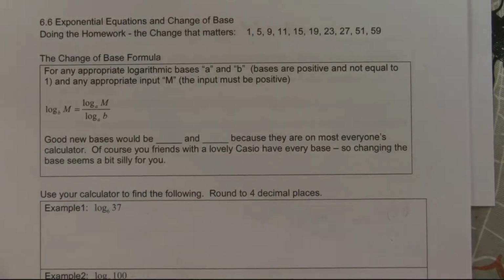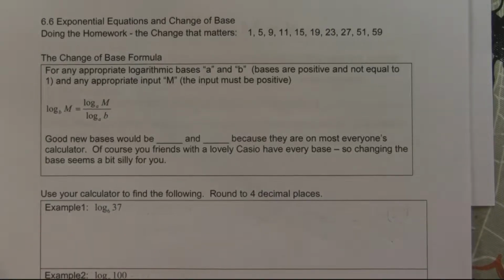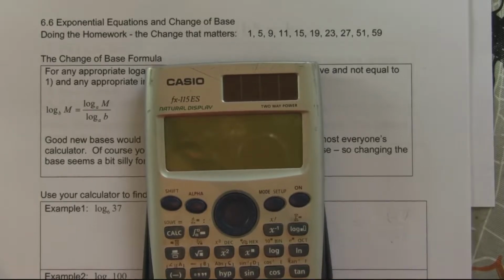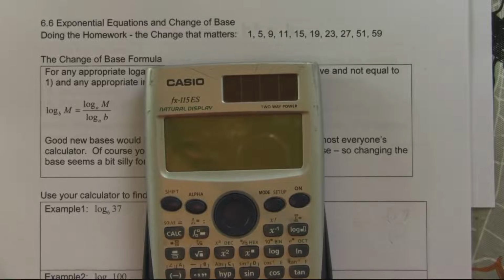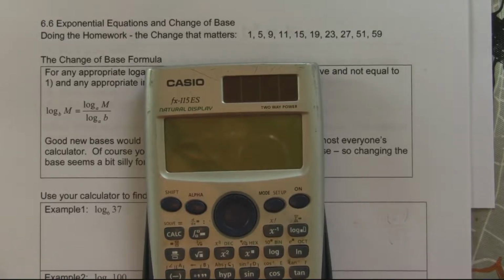And here we go. 6.6 is exponential equations and change of base. The change of base formula is for people who don't have a calculator that has the log any base key. This is the first section of chapter 6 where the author thought you would use a calculator. All of the other sections, he thought you would do completely by hand. And so now he wants to show you how to use your calculator.